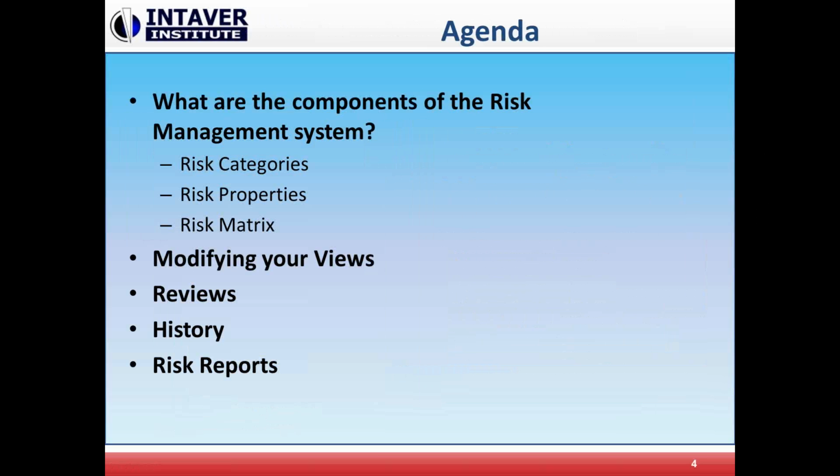I've got an agenda. As I said, what are we going to talk about today? What are the components of the risk management system? These are what I consider the main ones that underlie where the data goes and how it's presented: the risk categories, risk properties, and the risk matrix, which covers probability and impact matrices. We can talk about modifying your views, so how you can customize some of the views, which helps with some of the reporting. Then risk reviews, how you enter them into the risk register, risk history, and finally the risk reports, or the reports that we can get out of the risk register.